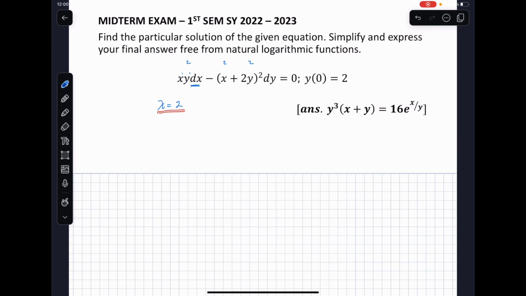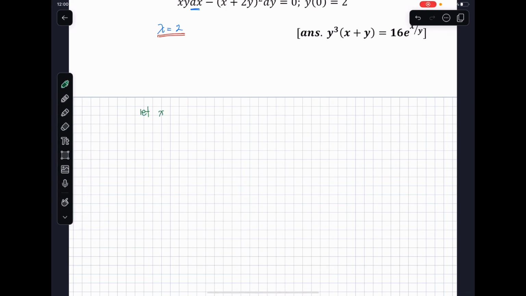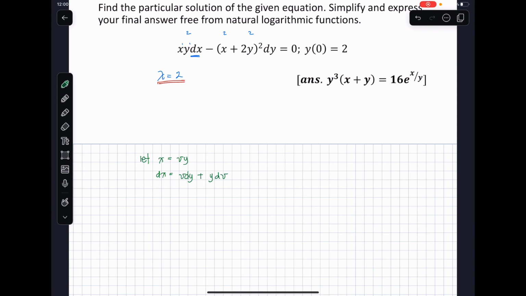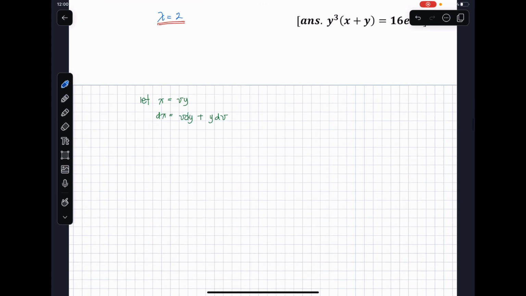Therefore, we let x be equal to vy. Thus dx is equal to v dy plus y dv. Then we substitute. So x is equal to vy, then multiplied with y. That would give us vy squared.